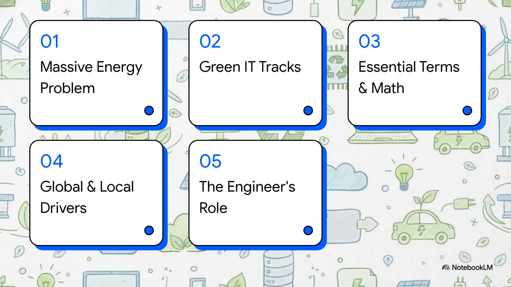To tackle all of this, here is our roadmap for today's explainer. 1. The massive energy problem. 2. Decoding green IT tracks. 3. Essential terms and math. 4. Global and local drivers. And 5. The engineer's role.